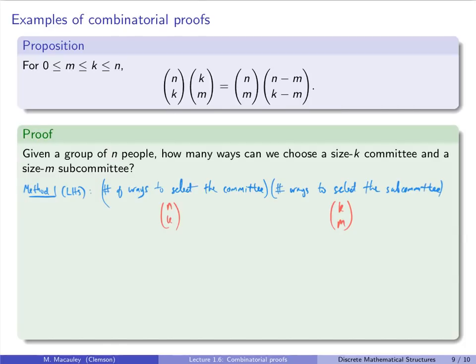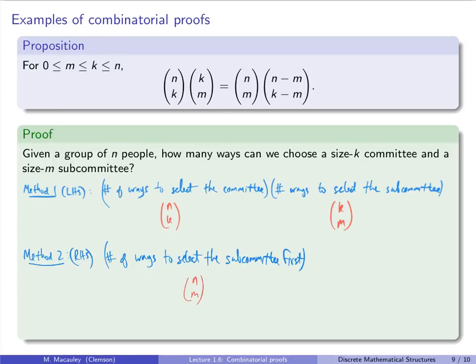Of course, method two, which is the right hand side, is the number of ways to select the subcommittee first. And of course, there are n choose m ways to do that. And then once we do that, this is the number of ways to fill out, or to select the remaining members. And of course, there are k minus m members that have to be chosen from n minus m people who remain. So I'll leave it up to you as to whether you prefer the algebraic or the combinatorial proof for this one.